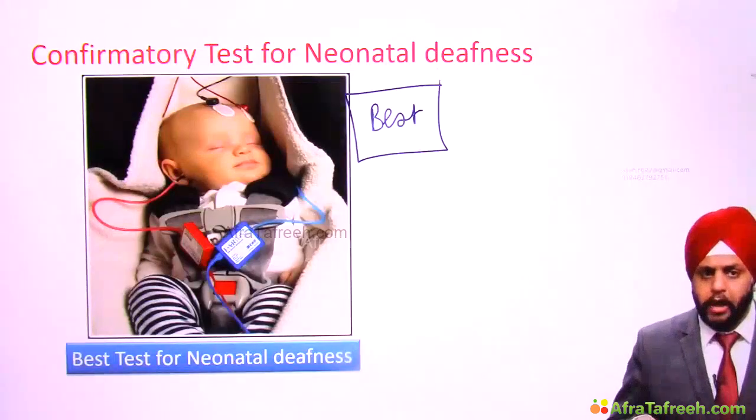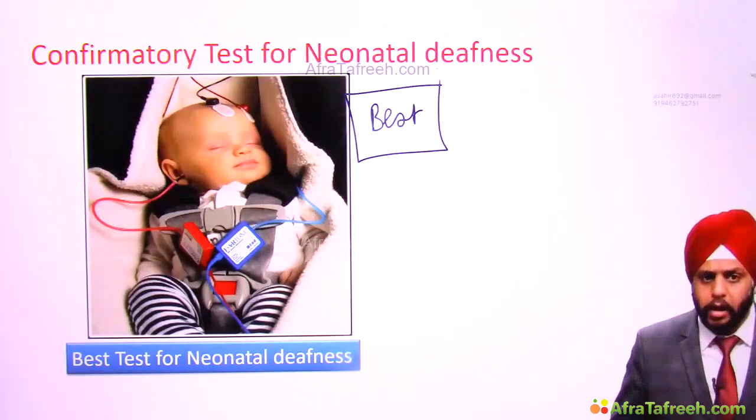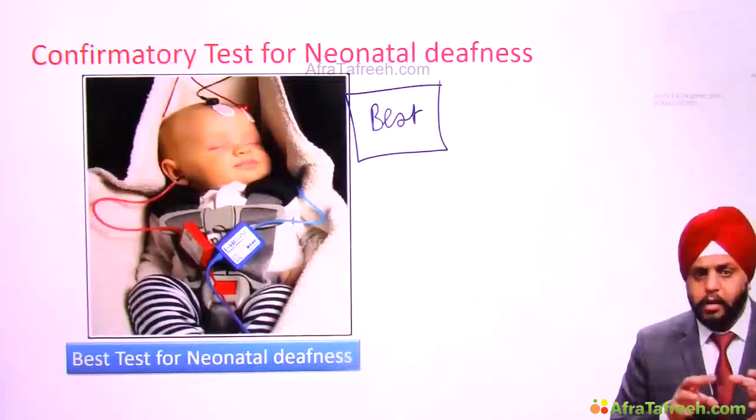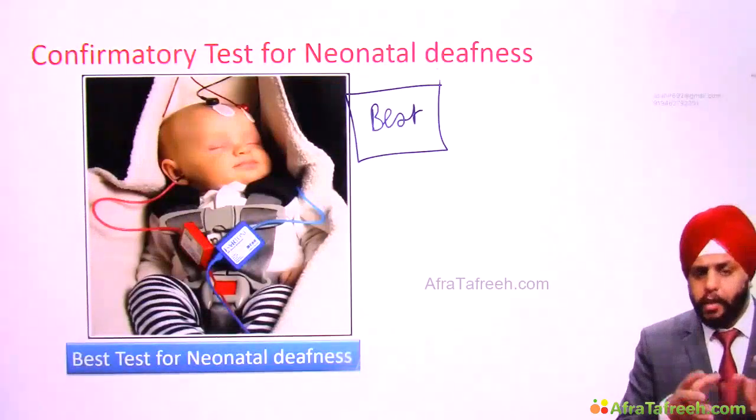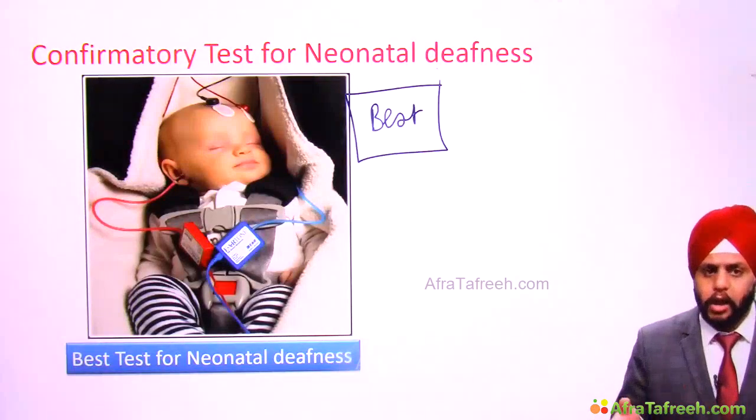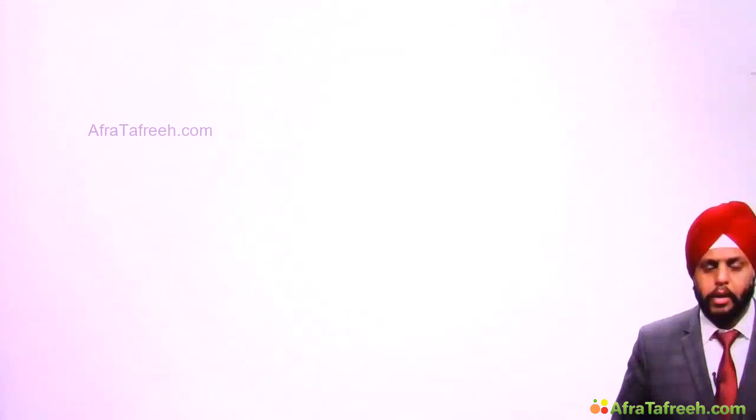Now, I have specified this because some books have given controversial answers over here. So this is what you have to remember and mark in your exam. The test for screening is OAE, the test for confirmation, the specific test, is BERA, and the best test for neonatal deafness is again BERA. If somebody tries to confuse you with best test for screening of neonates, he has added the word screening, meaning a large population, so it will be OAE. Otherwise, best test is BERA. So, that was about the neural pathway of sound.